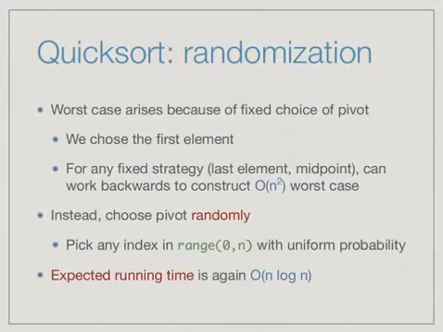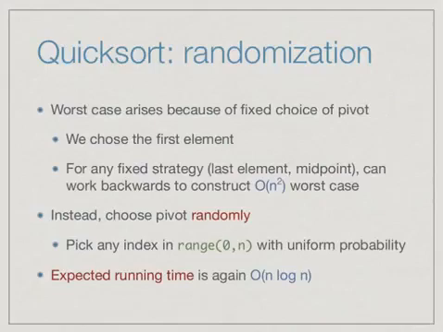So the worst case actually arises because of a fixed choice of the pivot element. We choose the first element as the pivot in our algorithm. In order to construct the worst case input, if we always put the smallest or largest element at the first position, we get a worst case input. This tells us that a sorted input, either ascending or descending, is worst case for our choice of pivot.